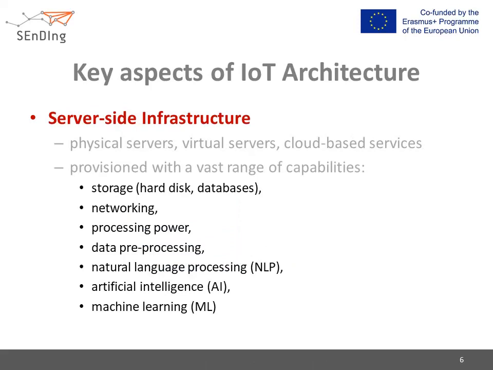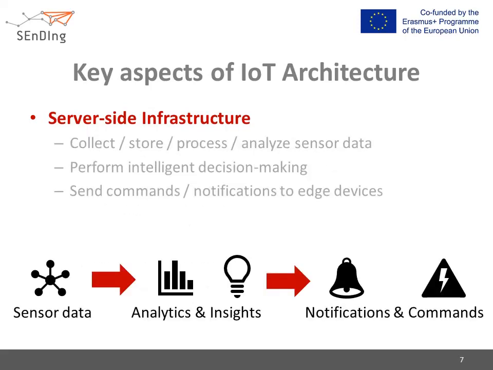The server-side infrastructure consists of hardware and software components such as physical servers or virtual servers, operating systems, specific software, and cloud-based services that are needed to support the computing requirements of an IoT system. The server-side infrastructure is usually provisioned with a vast range of capabilities, from storage, networking, and processing power to data pre-processing, natural language processing, artificial intelligence and machine learning algorithms. The server-side infrastructure is responsible for collecting, storing, processing, and analyzing data collected from edge devices, performing intelligent decision-making based on collected data, and sending actionable commands and notifications to edge devices. There are several technology options for implementing the server-side infrastructure which will be analyzed later.